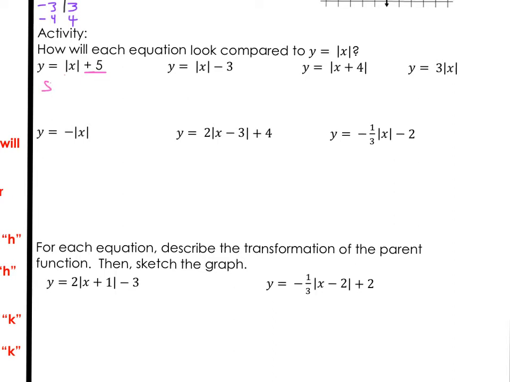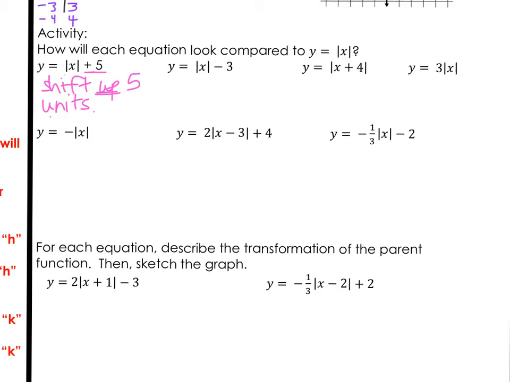Shift up 5 units. And that's what that graph will do in comparison to the parent function. The rest of the shape will look the same. It's just everything is bumped up 5 units.